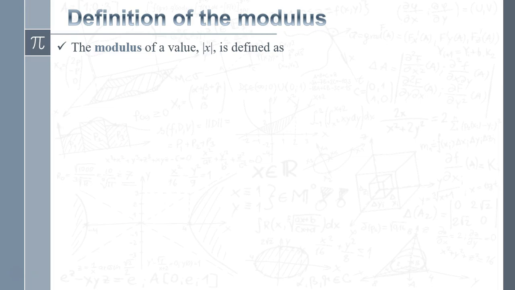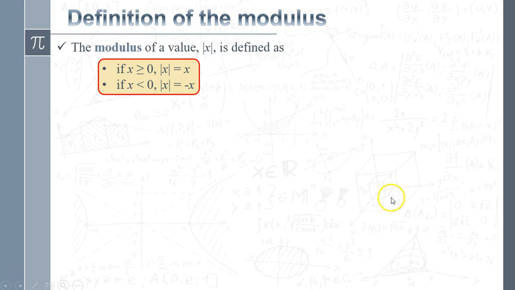The modulus of a value, and we call it mod x, is that x with just two straight lines either side of it, and it's got a very specific definition, which is this. If your x value is equal to or greater than 0, then the mod of x is just x. And if your x value is less than 0, then the mod of x is the minus version of x. Now, let's have a look at what that means with a simple example.